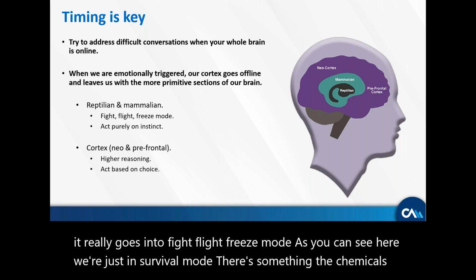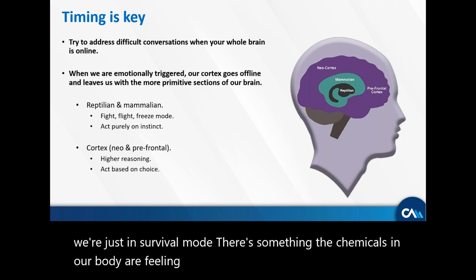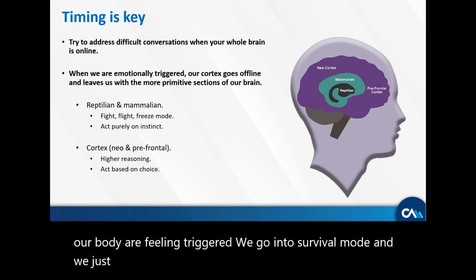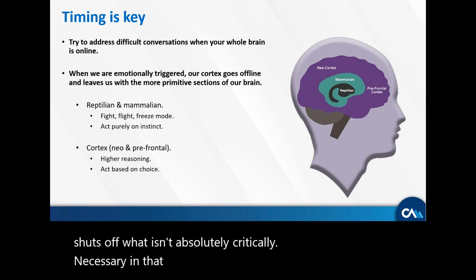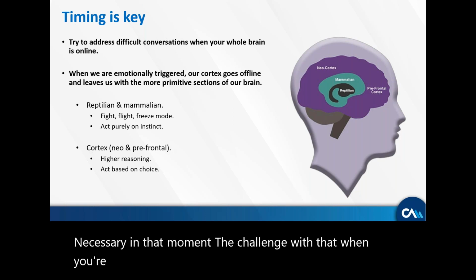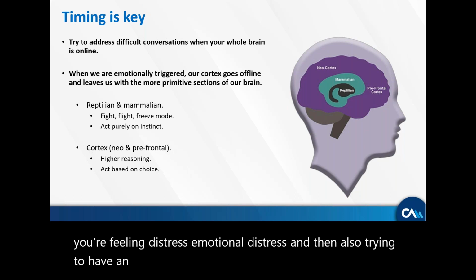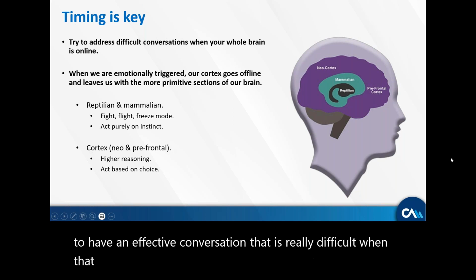The chemicals in our body are feeling triggered. We go into survival mode and we just need to survive at that point. So it shuts off what isn't absolutely critically necessary in that moment. The challenge with that is when you're feeling emotional distress and also trying to have an effective conversation, that is really difficult when that neocortex isn't participating.